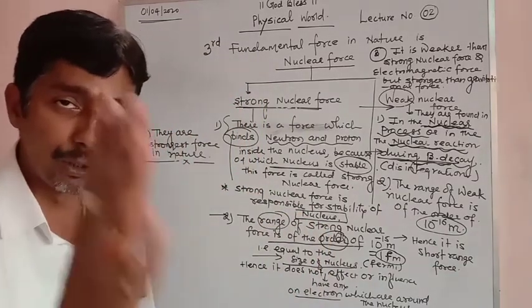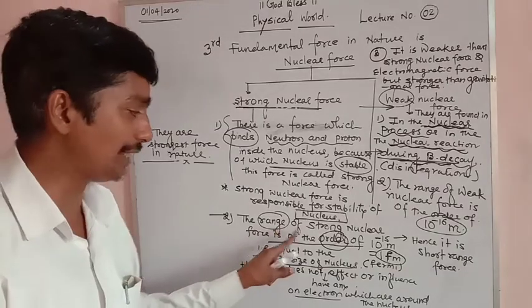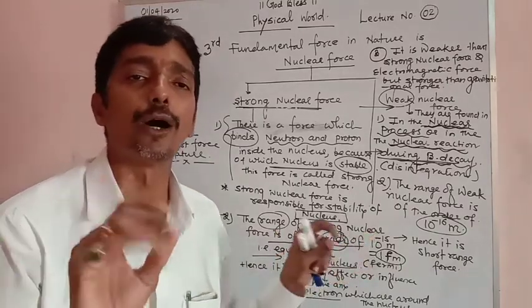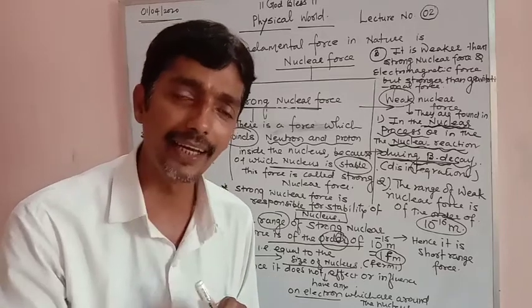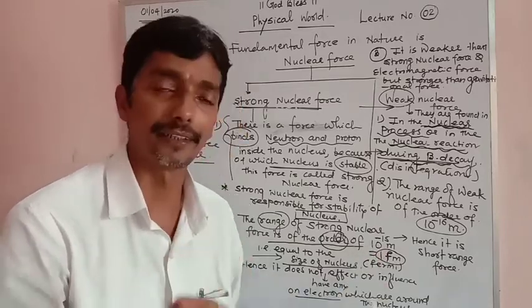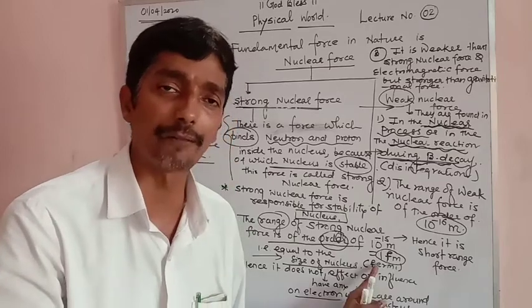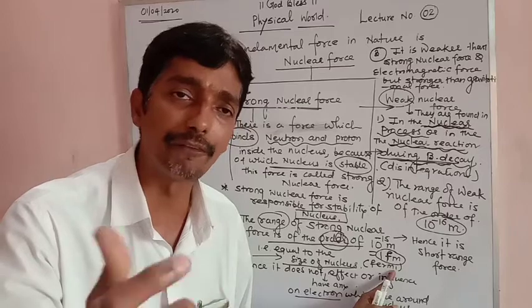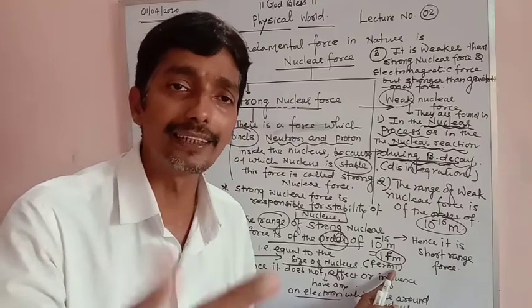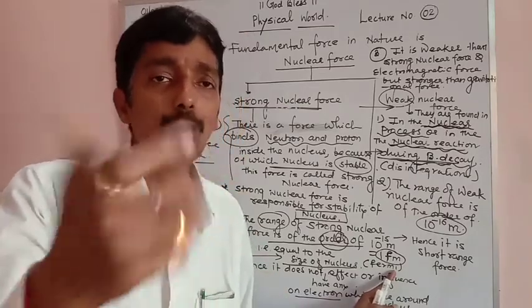Am I clear? So I hope you are understanding this, that the range of strong nuclear force is of the order of, I have given the number also. क्या order है? कितने of the order में है? 10 power minus 15 meter. What do you call 10 power minus 15 meter? 1 fermi.